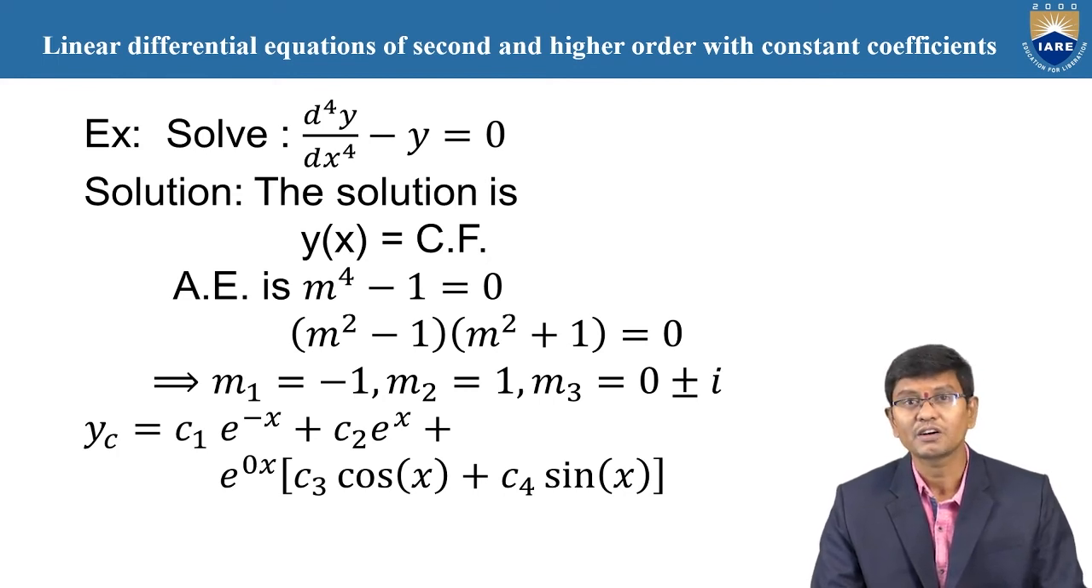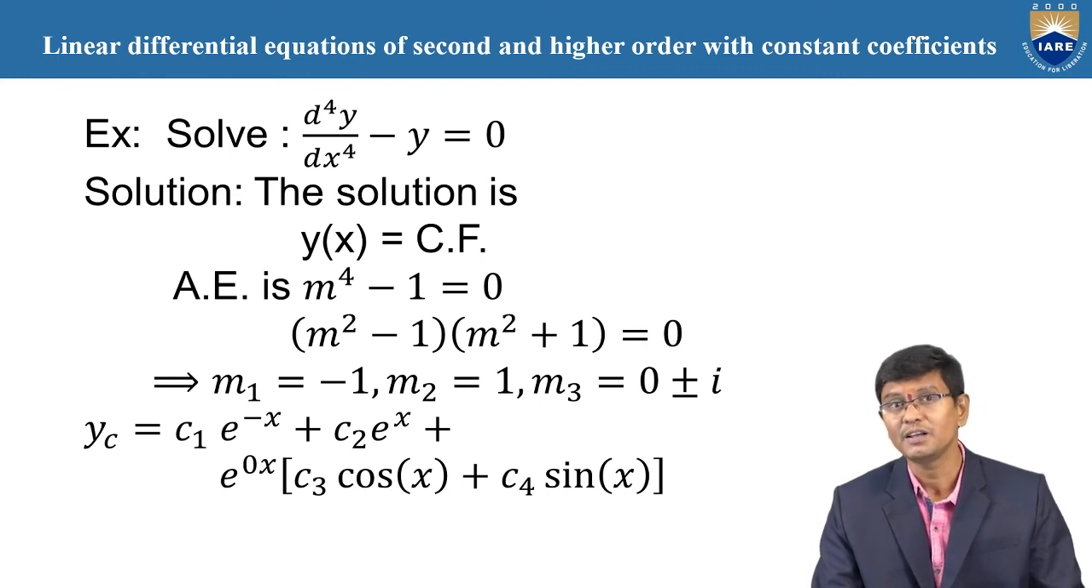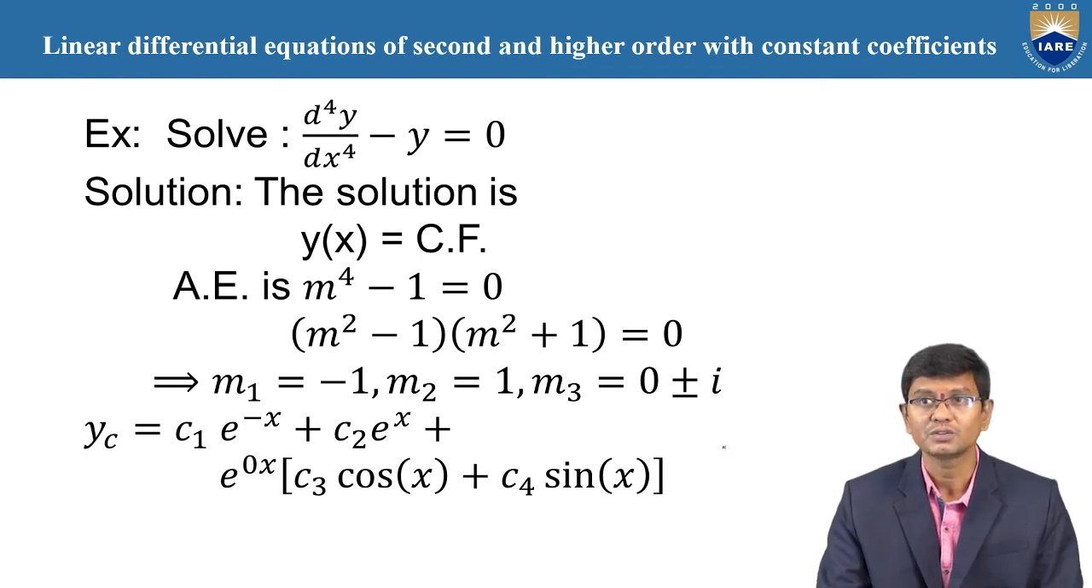Therefore, by using the complex roots, the solution is treated as e power of alpha x, which is e power of 0x, into c3 cos beta x, which is c3 cos x, plus c4 sin beta x, which is c4 sin x only. Therefore, the solution of this equation is c1 into e power minus x plus c2 into e power x plus e power of 0x into (c3 cos x plus c4 sin x).